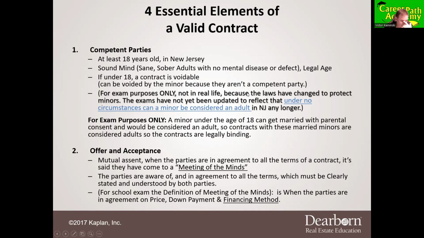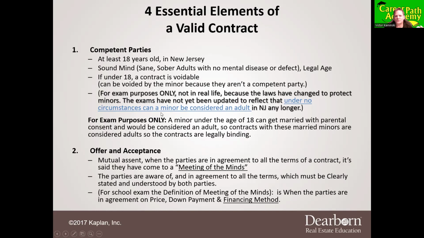Now, the book is saying that if they're married and under 18, they can be considered an adult and a competent party. And that is what you're going to study for exam purposes only, but not in real life. In real life, that's not the case. And that hasn't been the case since this law was passed under the Trump administration. But this is something that's a New Jersey law. But that's when it happened. So for exam purposes only, not in real life, because the laws have changed to protect minors, the exams have not yet been updated to reflect that.